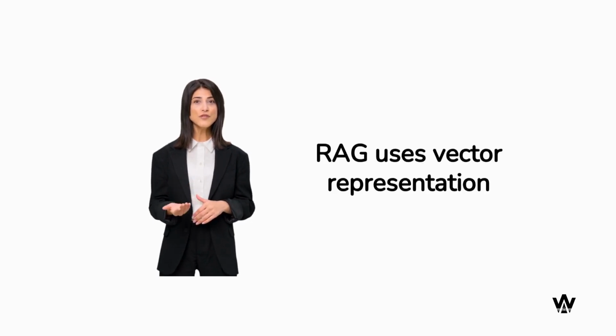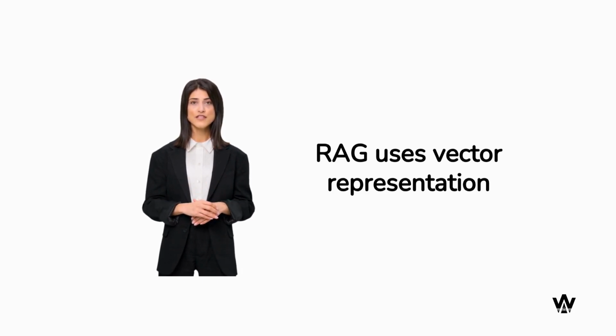To retrieve relevant content, RAG uses something called vector representation. Every chunk of content, like a paragraph, is turned into a vector, a list of numbers that captures its meaning. When you ask a question, that question is also turned into a vector. The system then compares these vectors to find the most closely related pieces of content. It's fast, mathematical, and incredibly efficient.